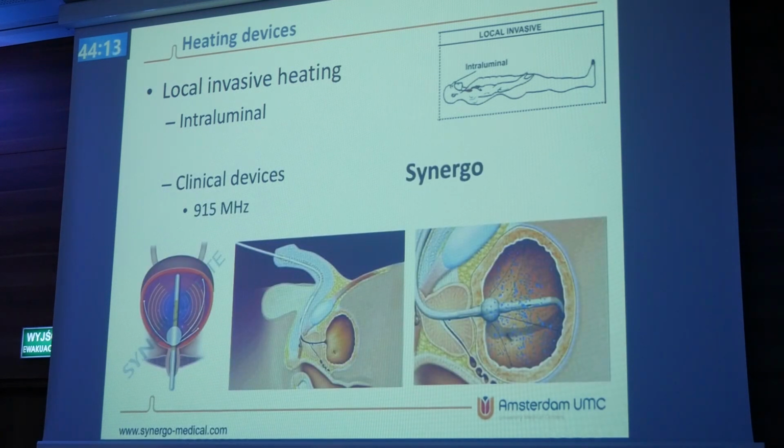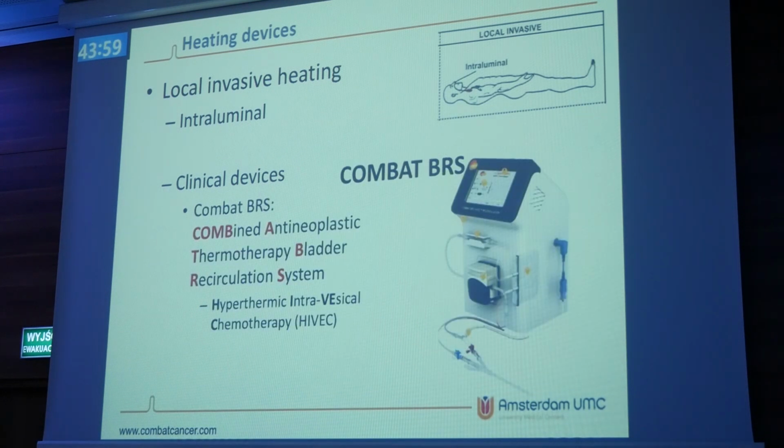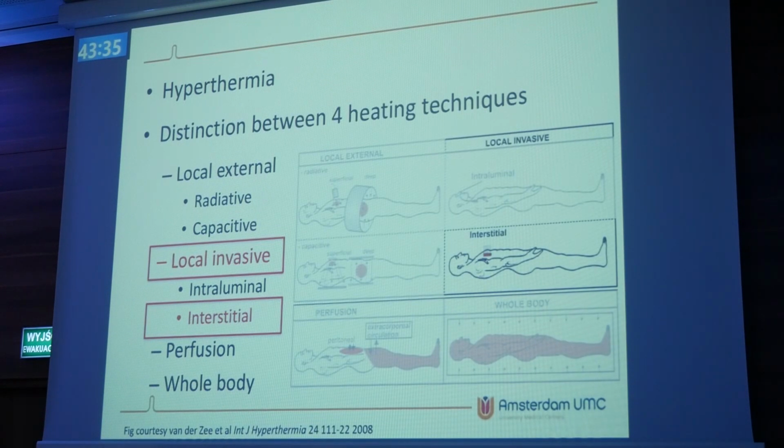The first device used there was utilizing a 915 megahertz microwave antenna, which is inserted into the bladder and which will locally heat the bladder wall. More recently, I have to say, a more simplistic form of heating came to the market, where a fluid containing chemotherapy is actively circulating through the bladder using a pump system, and the results of those are currently awaited.